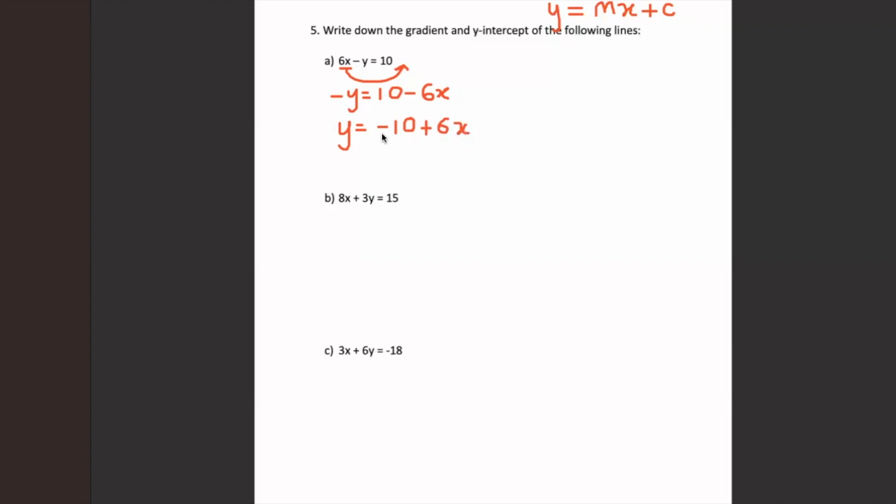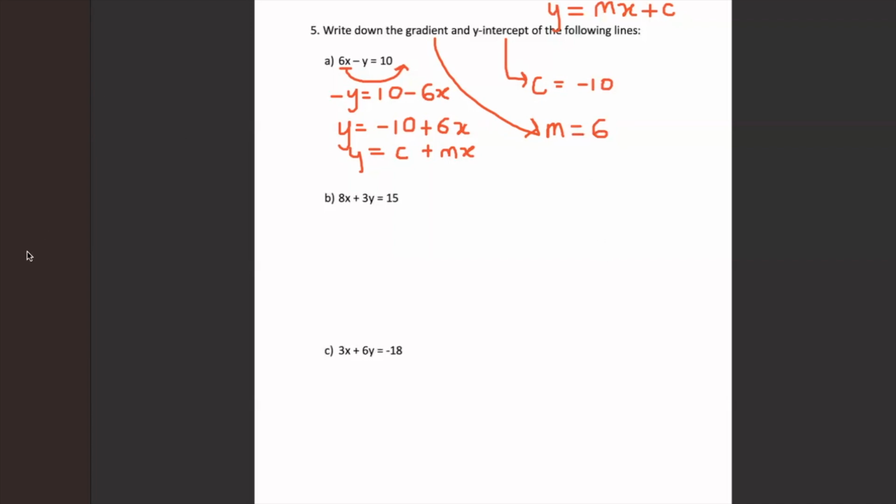So now it is in the form y equals c plus mx. So this is c and that is plus mx. So c, or the y-intercept, is minus 10, and the gradient, or m, is plus 6 for the first question.